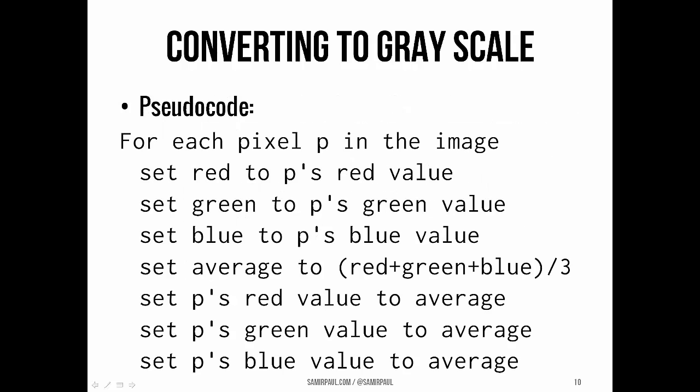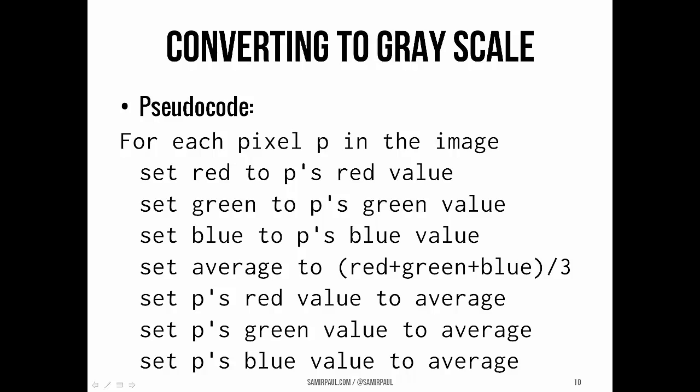So here's some pseudocode for an algorithm that does that. For each pixel P, okay, P is what we're calling the pixel. For each pixel P in the image, we're going to set red to P's red value. Okay, so we're taking that pixel's red value, and we're setting it to some variable called red. Then we're going to set green to whatever the pixel's green value is, and we're going to set blue to whatever the pixel's blue value is. Great. So we have red, green, and blue stored, whatever the original red, green, and blue. Then we calculate an average, and we just set it to a variable called average. So red plus green plus blue divided by 3, we store that in average.